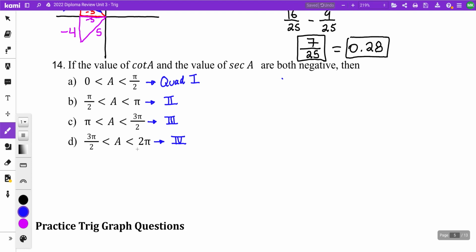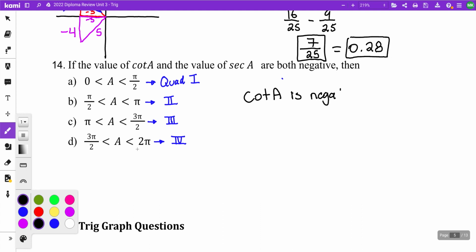Okay, so which quadrant are we in? Well, they told me that cotangent of A and secant of A are negative. Let's start with cotangent A is negative. Cotangent of A is the reciprocal of tangent, so that means x divided by y is negative. That means x and y are opposites. If they were both positive, that wouldn't work. If they were both negative, that wouldn't work. So they must be opposites of each other. So that means we're in 2 or 4.